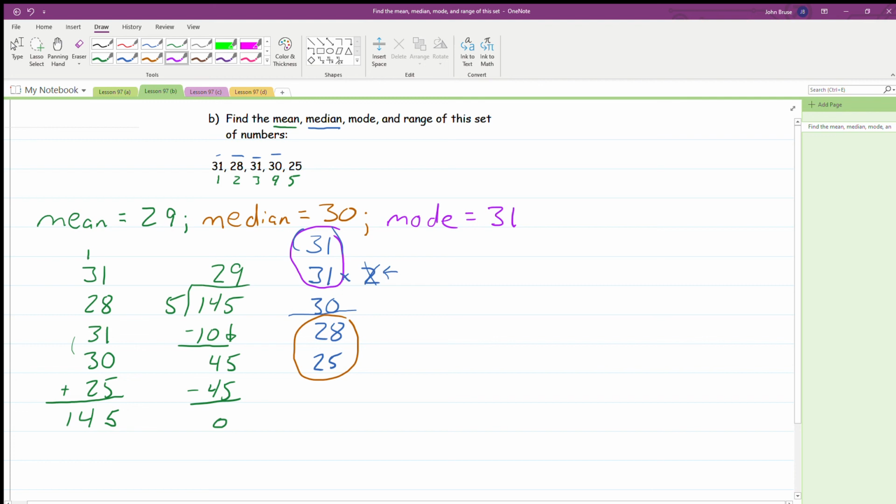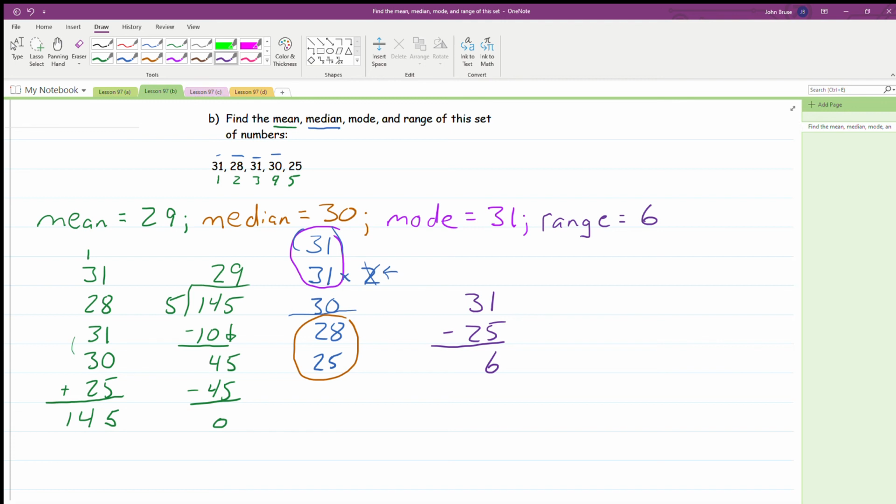And then finally, our last one is our range. I'm going to switch colors for that. Let's go with blue or dark purple. Range is the difference between the biggest number, and our biggest number was 31, and the smallest number, and our smallest number was 25, so we're going to subtract 25. And 31 minus 25 is 6. So the range is 6.